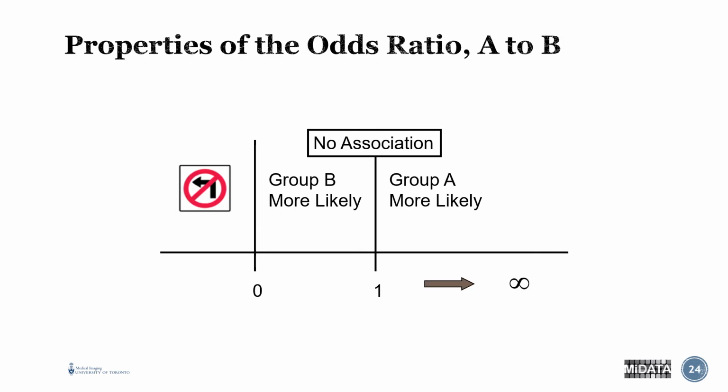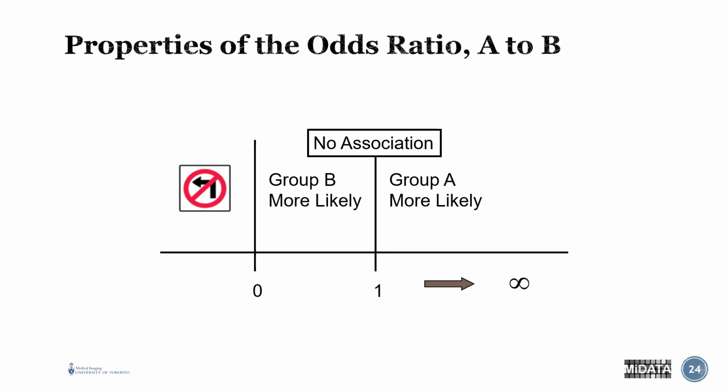So when considering the odds ratio of A to B, keep in mind these properties. So no association is going to be 1, and that makes sense because your numerator and your denominator are going to be the same. So that means there's no difference, no association. Now, if Group A is more likely, you're going to have an odds ratio that's going to be between 1 and infinity. Whereas if Group B is more likely, then you're going to have an odds ratio that is going to be between 0 and 1, and it's going to be asymptotic, meaning that it will never achieve 0.